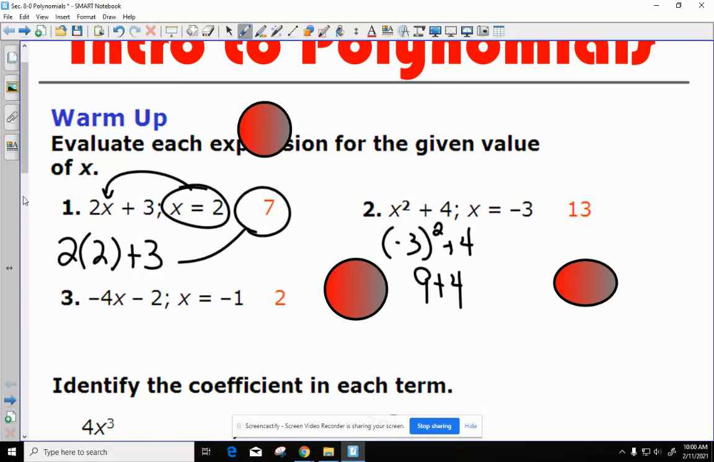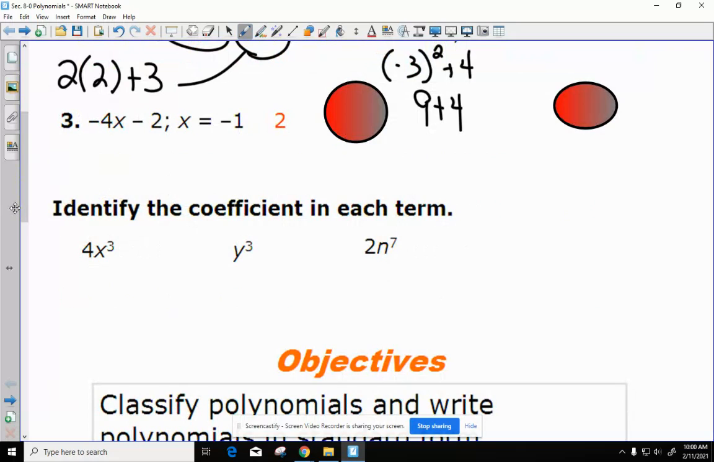How about these? Can you answer any of those? If you know what a coefficient is, shouldn't be a big deal. If you don't remember what a coefficient is, it's a little bit more tricky. What do you got? 4. The second one is? 1. And the last one is? 2. What is a coefficient in words, Alexis? What would you call it? Absolutely. It's a number in front of a variable. So that is a coefficient.